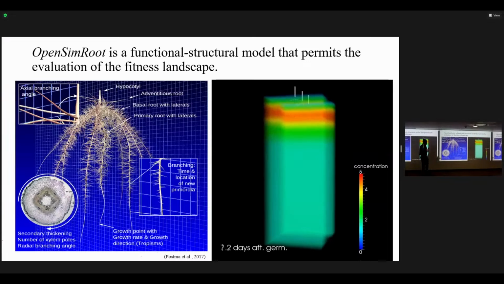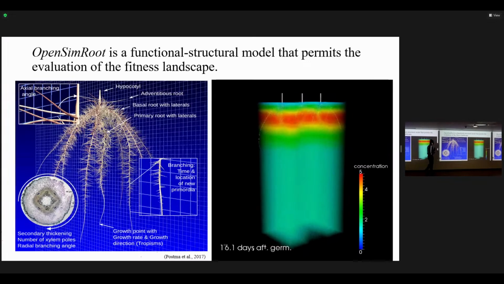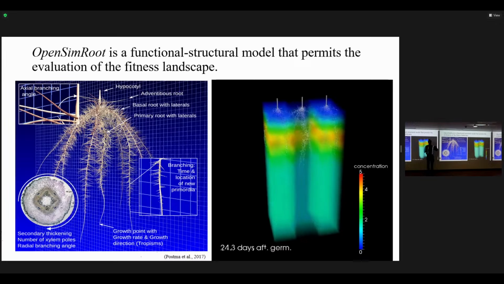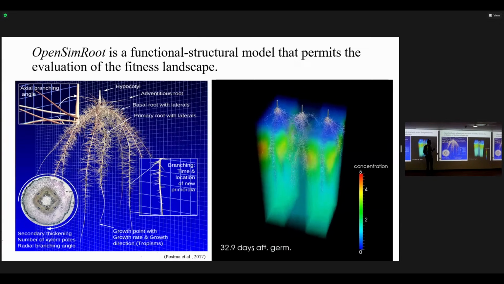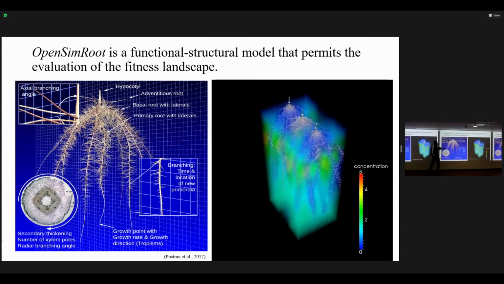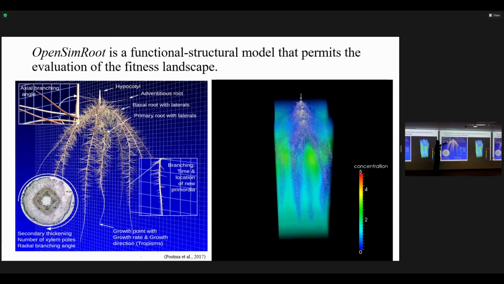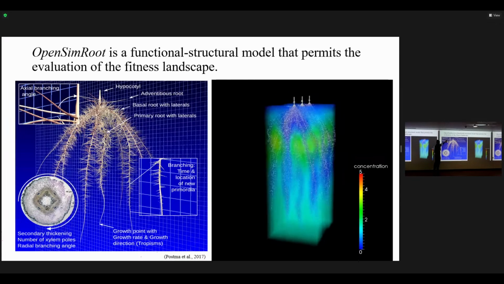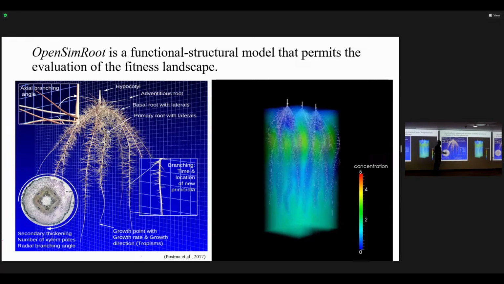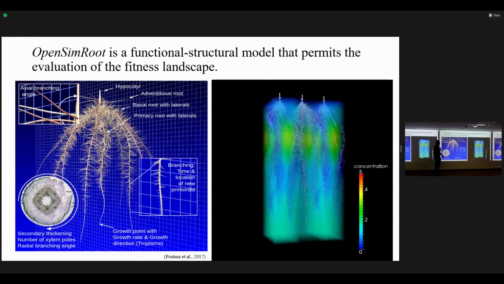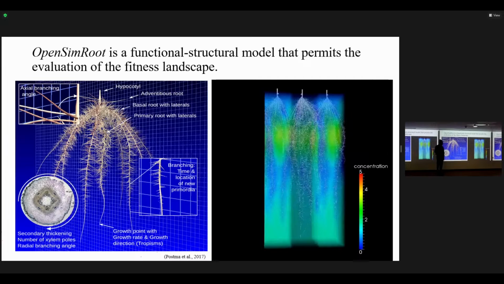Fortunately, we have a model, OpenSimRoot, which simulates the root architecture and root anatomy of a specific root system, and we can vary different phene states. For example, we can vary the branching density of the roots, the number of nodal roots, the angles, and the anatomical root traits in terms of construction cost and root maintenance. And we're going to talk more about that.